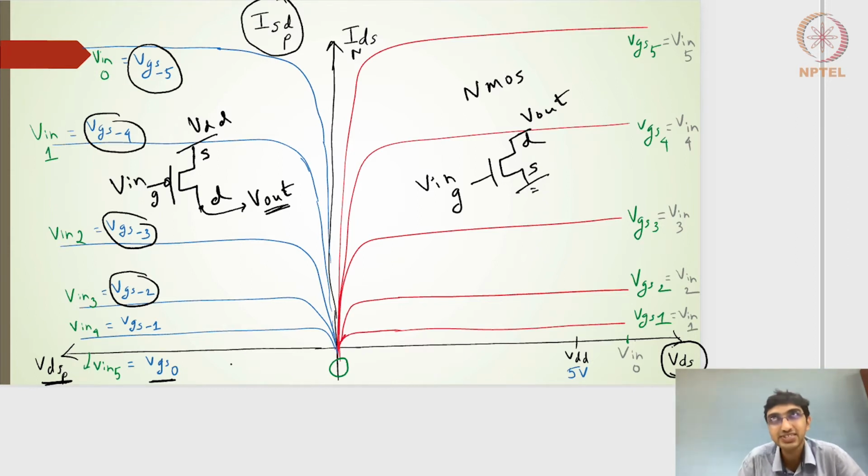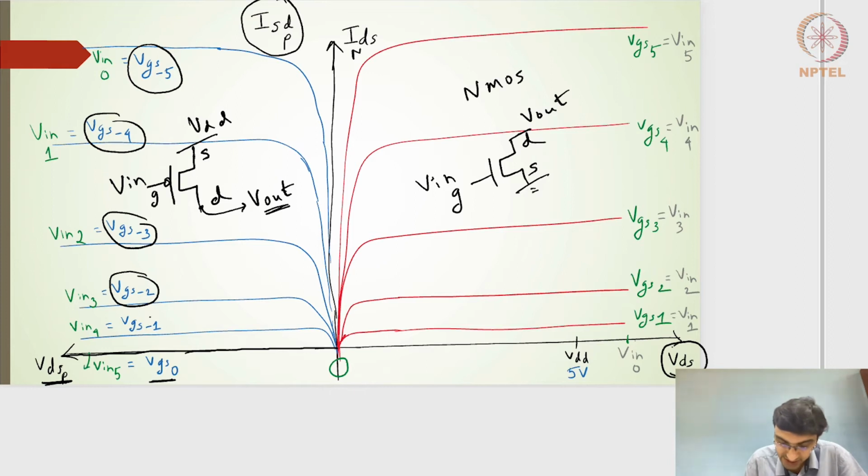What it means is, if VSG is 0, that is, less than mod of VT of PMOS, which is 0.3 volts, then the current will be 0. So that's why for a VSG of 0, the current is nothing but the same line as my x-axis, right?